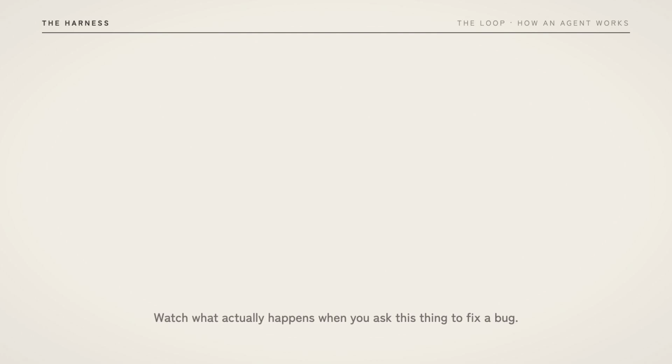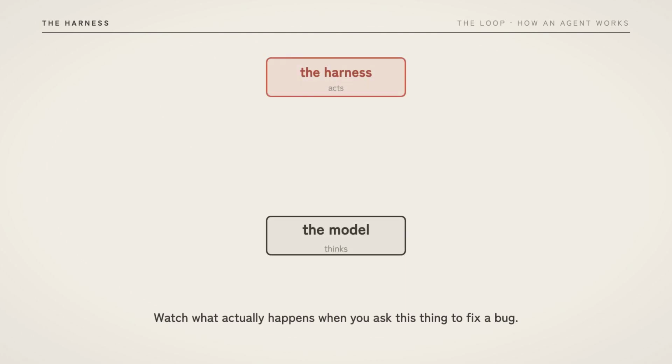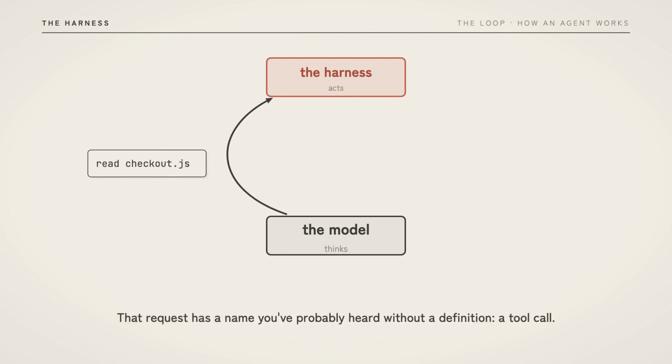Now here is the piece that makes the whole thing come alive, and it's simpler than it sounds. It's a loop. Watch what actually happens when you ask this thing to fix a bug. The model can't touch your files, so it doesn't try. Instead, it writes a little request. I need to read this file. That request has a name you've probably heard without a definition, a tool call. The model doesn't run the tool, it just emits the call in a format the harness is built to recognize.